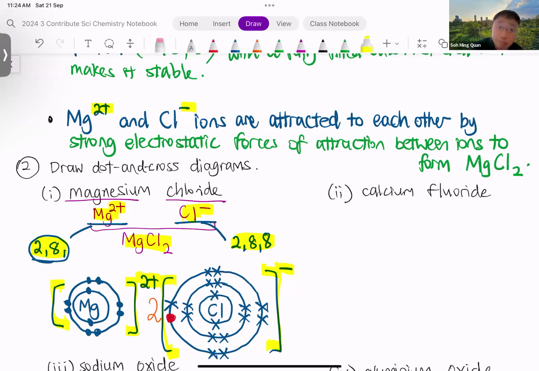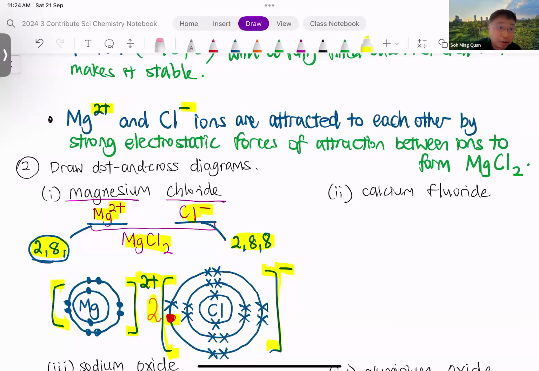The next thing you must indicate, of course, is the electron which is gained by the non-metal. So like chlorine gain electron, that must be showing a different symbol. Okay? Different symbol for the electron gained. Finally, please remember to also include how many of the ion you have. So if you have 1 Mg2 plus, 2 Cl minus, then you must write 2 outside the square bracket for the Cl minus. Okay, so this is how you do the dot and cross diagram for magnesium chloride.